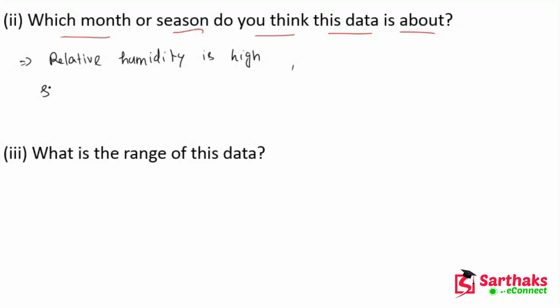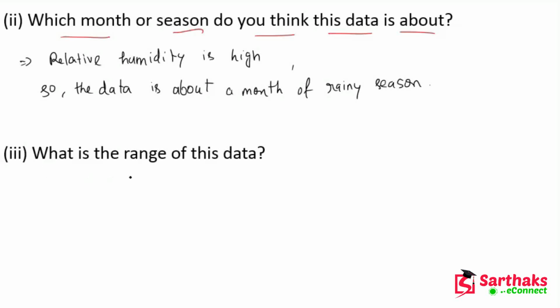Okay, so the data is about a month of rainy season. Now what is the range of this data? Range of data is equal to maximum value minus minimum value.